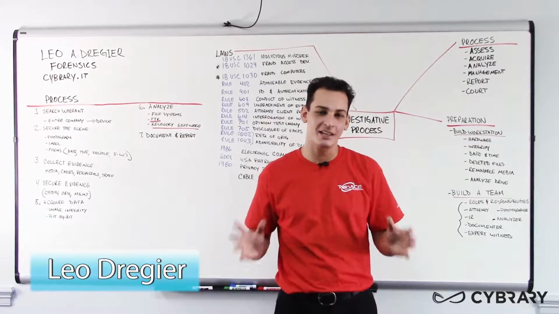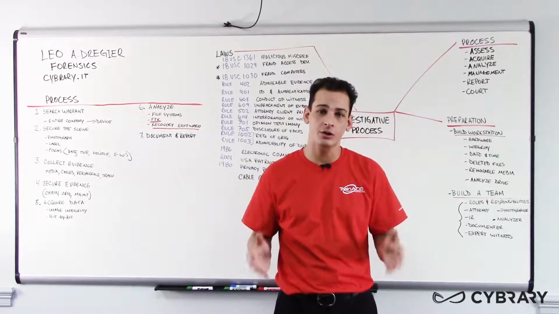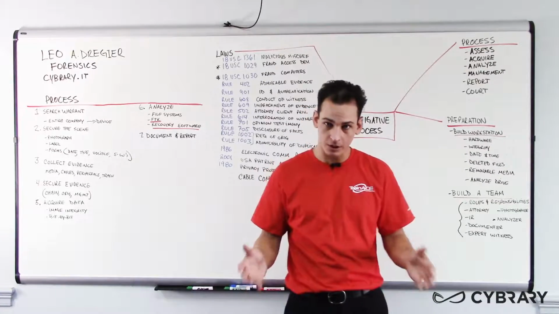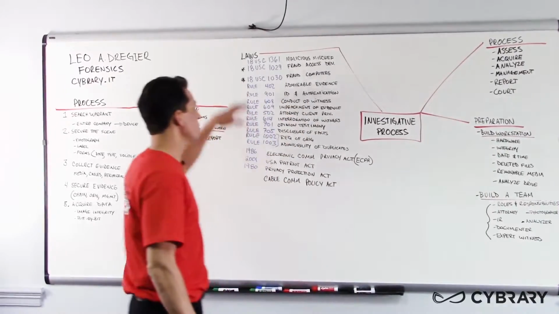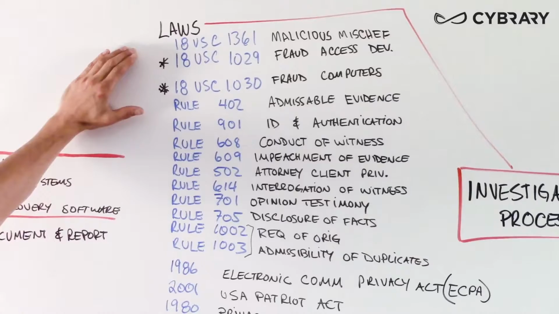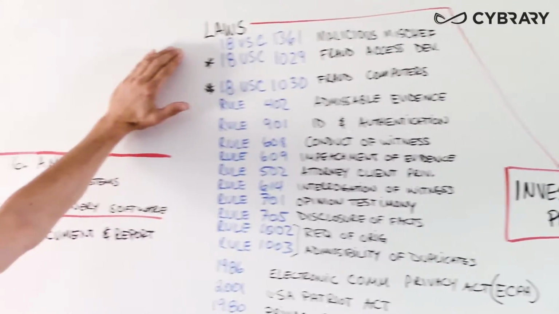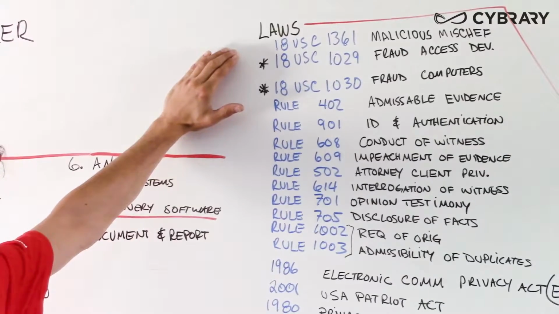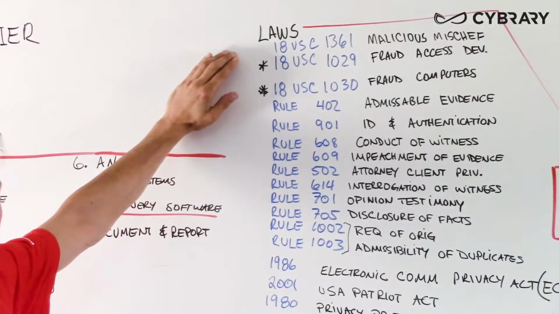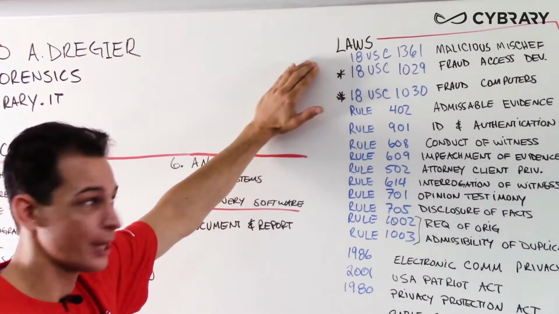Most of the investigative process in computer forensics is already dictated to us by the current laws and legislation. So let's go ahead and take a closer look. You have 18 U.S. Code 1361, and I encourage everyone to look these up for yourself, okay? I'm not giving legal advice here. I'm just simply illustrating the current laws that are in place. So do your own due diligence and practice due care.